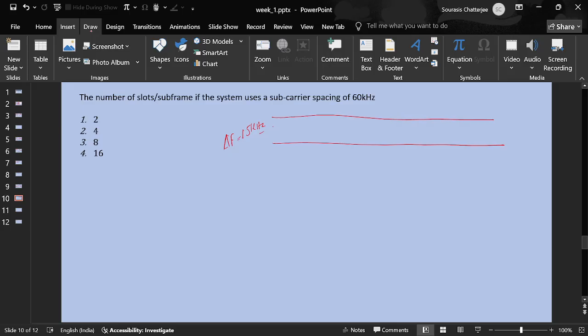So if I move to 60, there should be 4 slots within the subframe. Four slots. And what is so important about one particular slot? What I'm asking is, what is the significance of one slot?